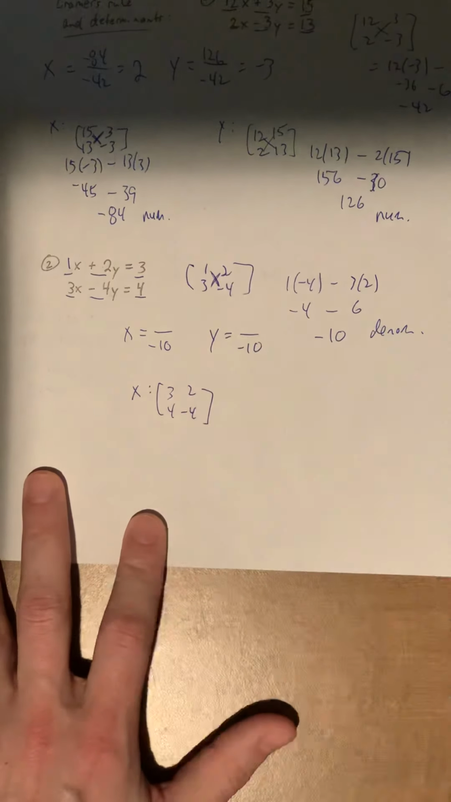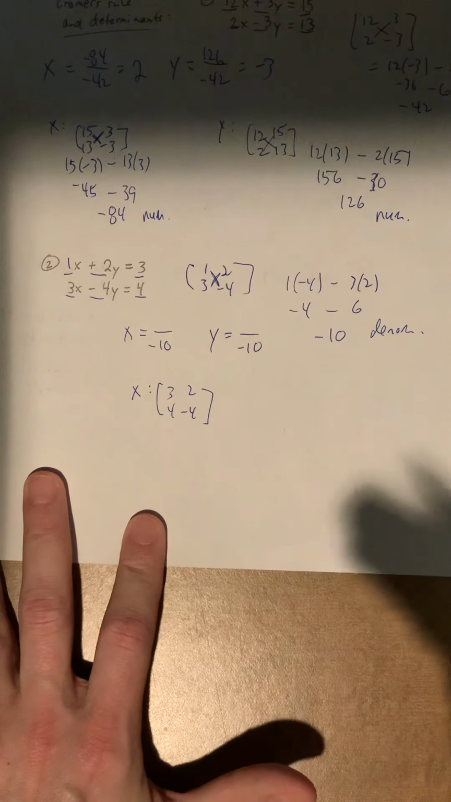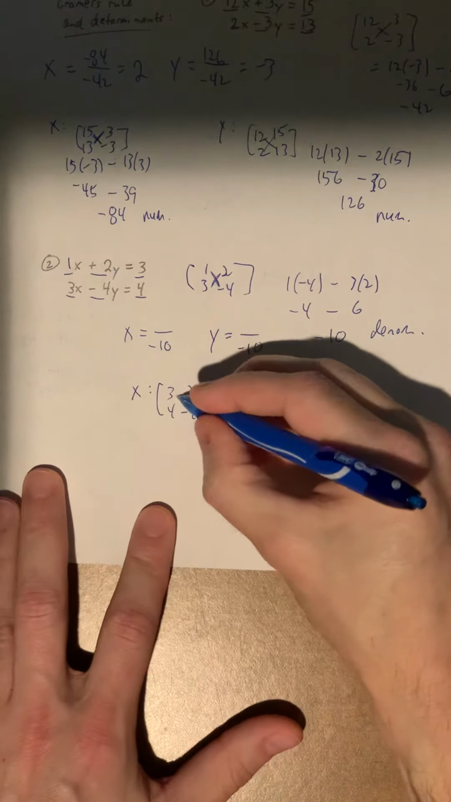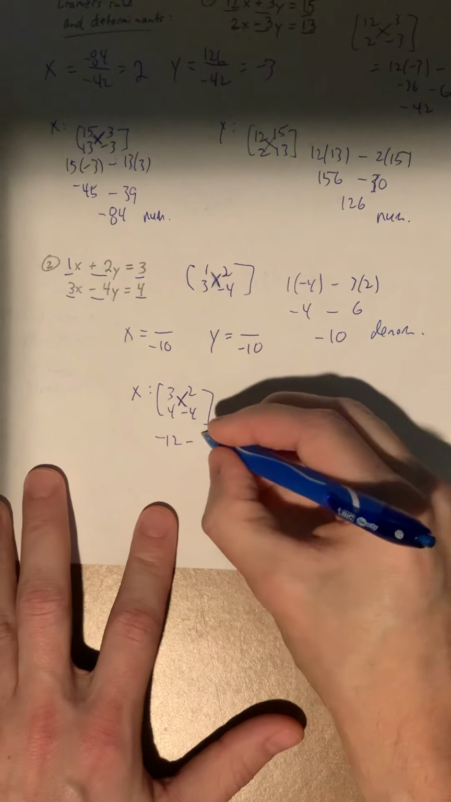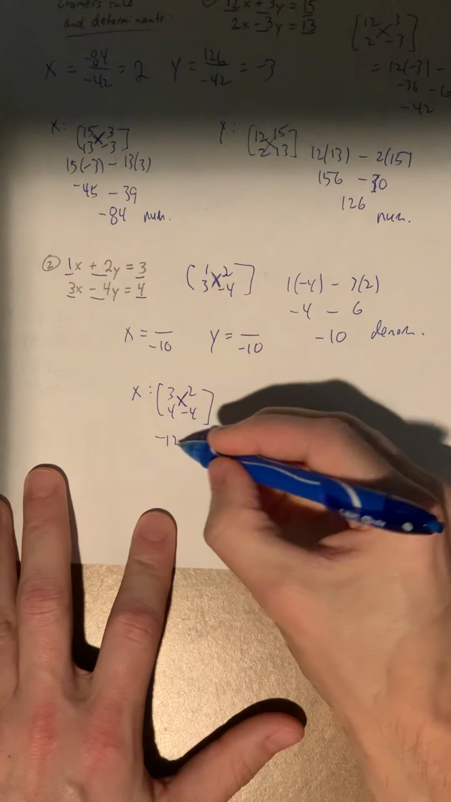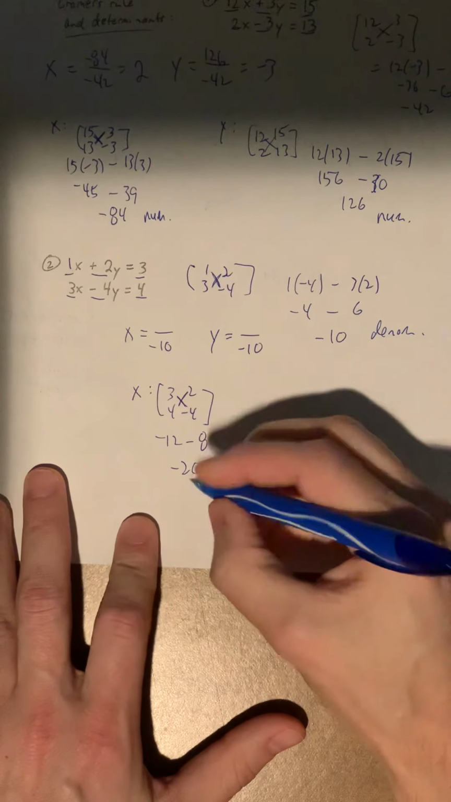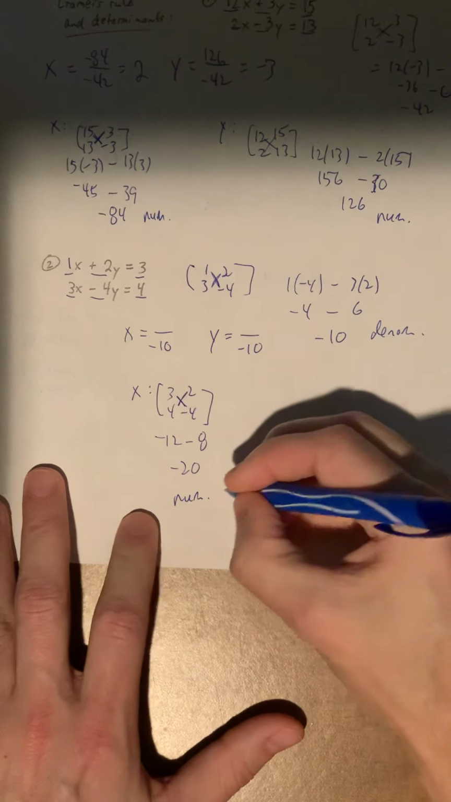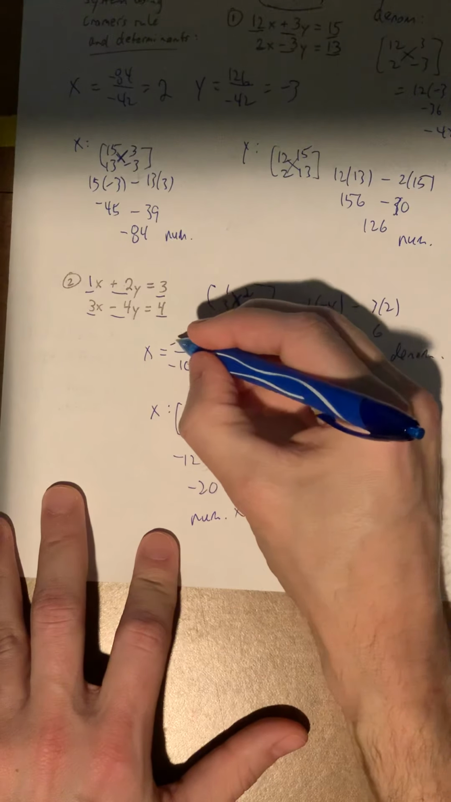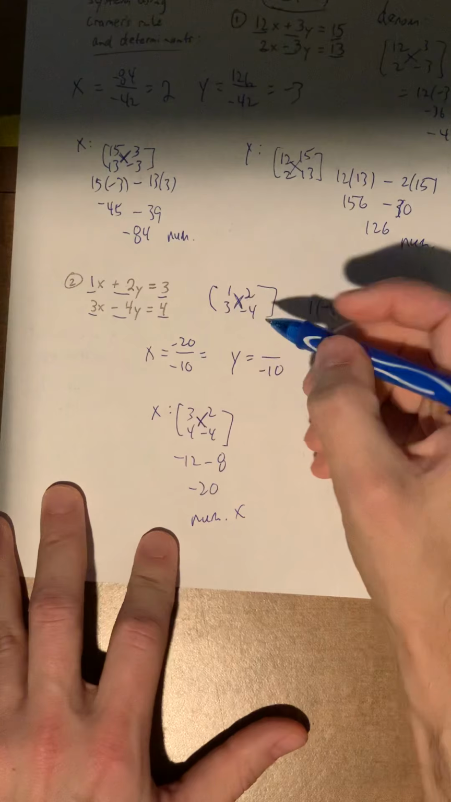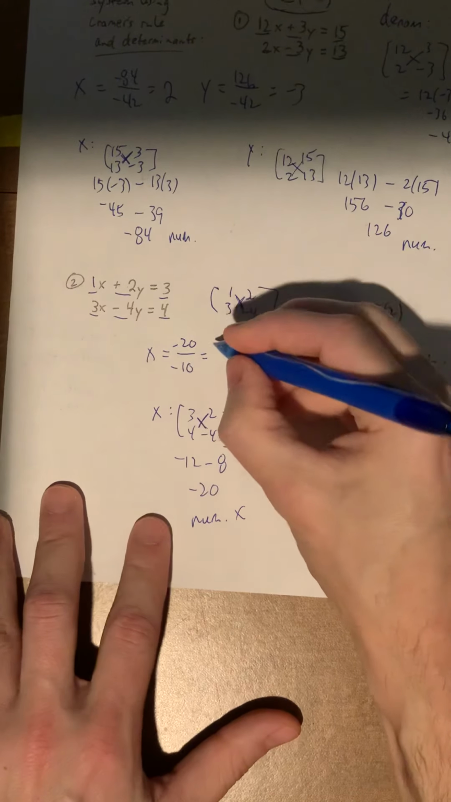And now you're going to figure out this determinant. 3 times negative 4 is negative 12. 4 times 2 is 8, so you subtract 8. And that will give you negative 20. That is your numerator for x. So put negative 20 over negative 10. And look, this simplifies nice to 2.